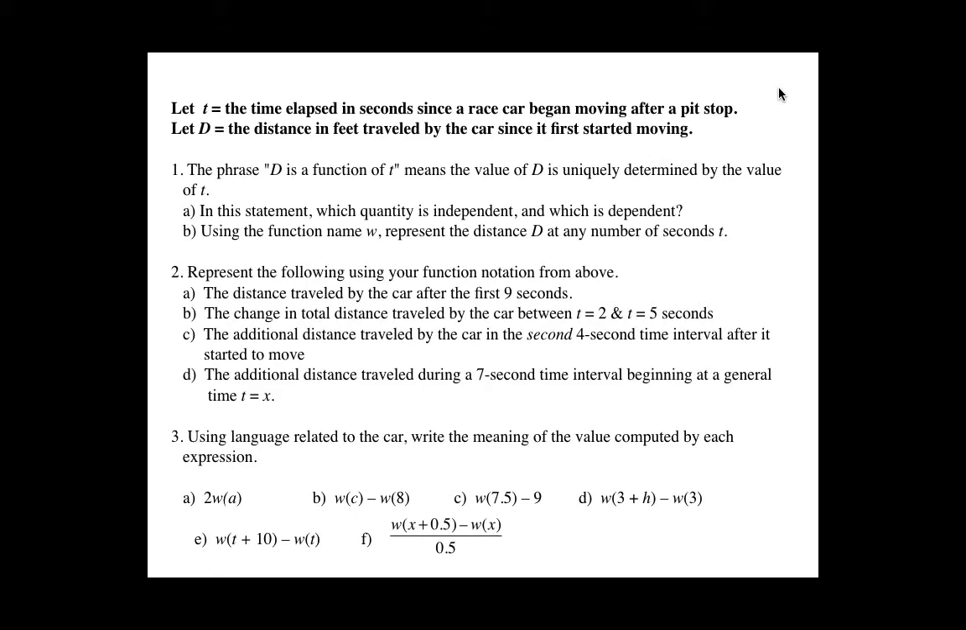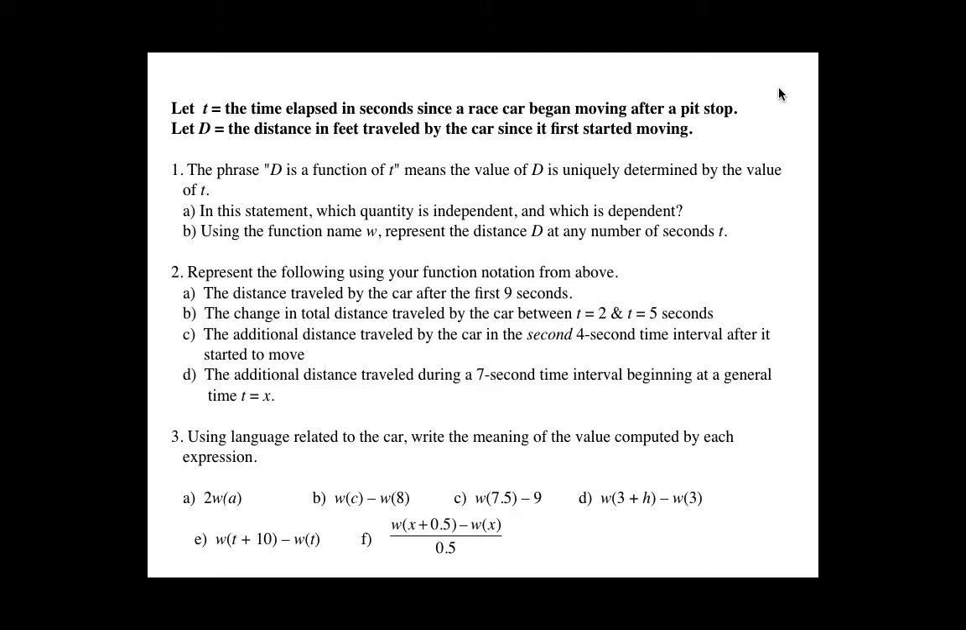So I'm going to leave this up here for a little while. I hope it's big enough to see, but I'll read through it in any case. The very top says, let t equal the time elapsed in seconds since a race car began moving after a pit stop, and let capital D represent the distance in feet traveled by the car since it first started moving after the pit stop. Sorry, I suppose I should say that.